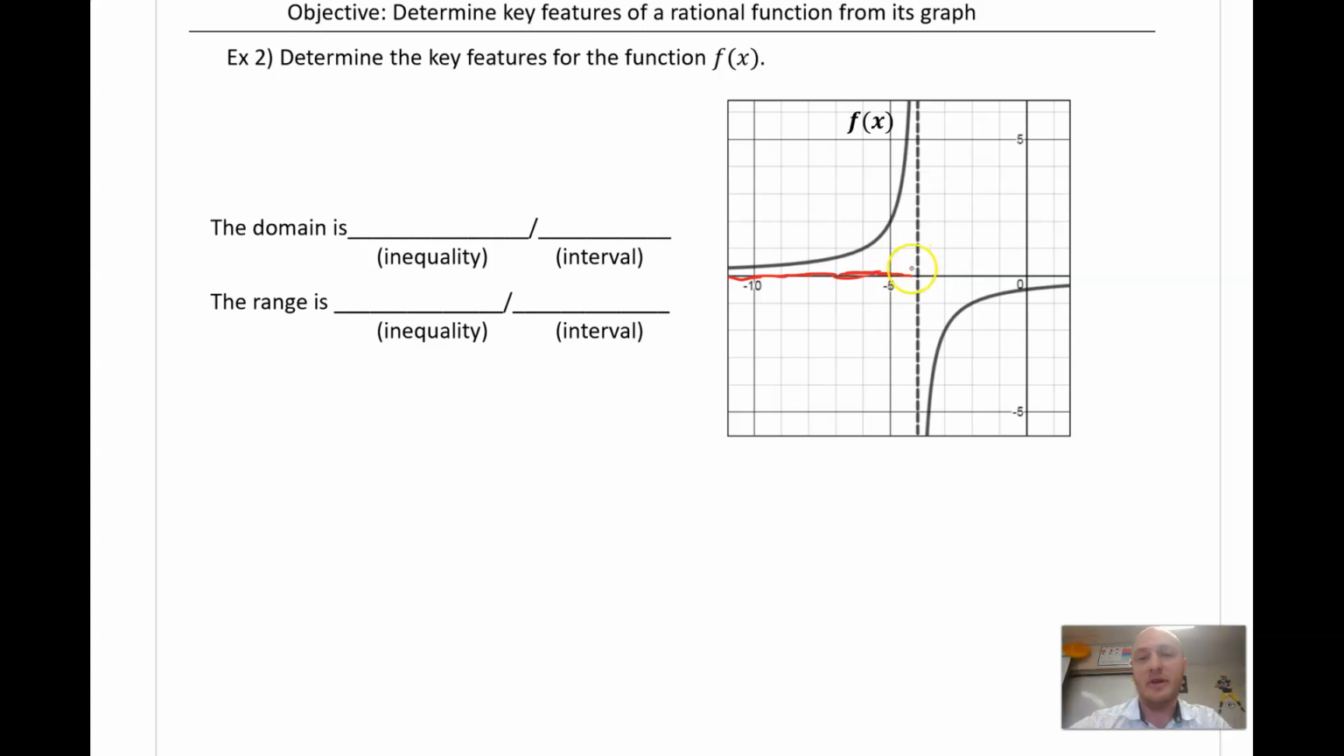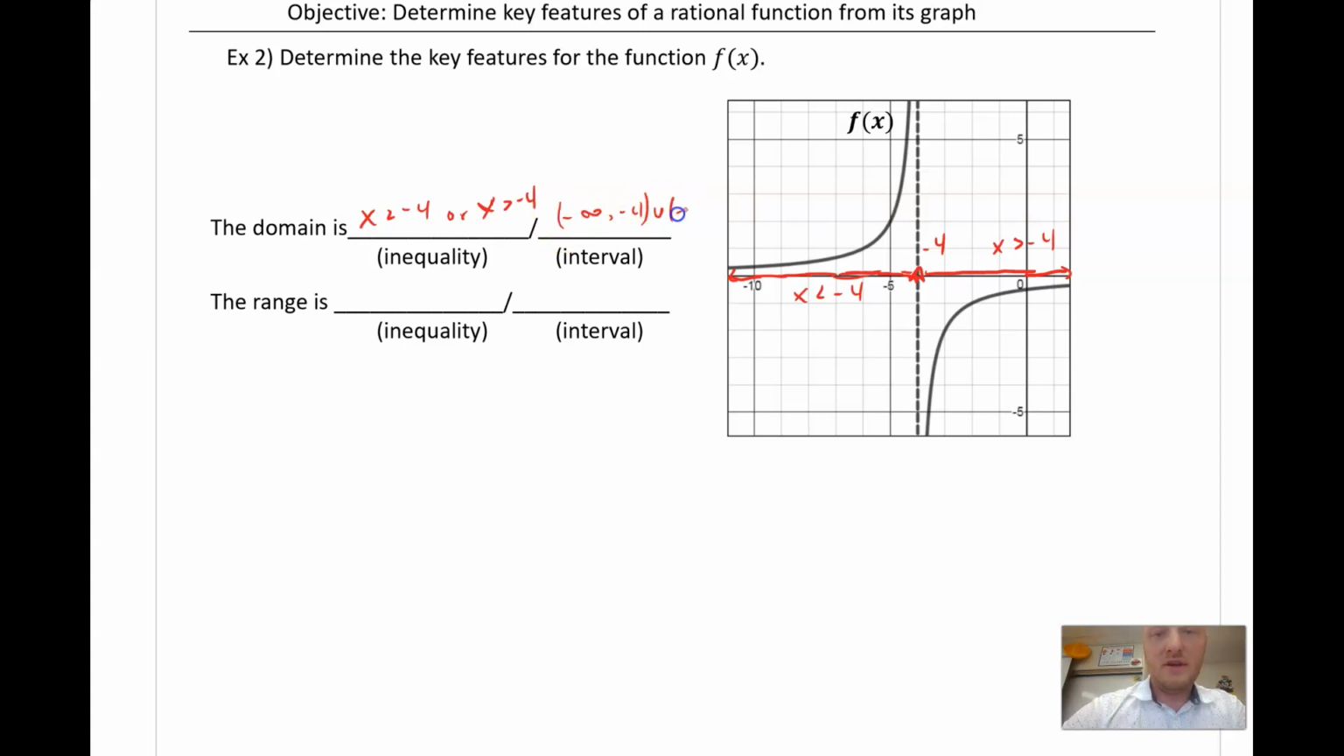Asymptote. Okay, so I'm taking a break here. My asymptote is at -4. All right, so x is less than -4. That's this piece. And then it picks back up and it goes on forever to the right, which is x is greater than -4. Okay. All right, interval, that is -infinity to -4.